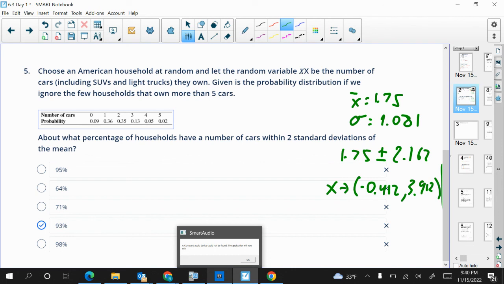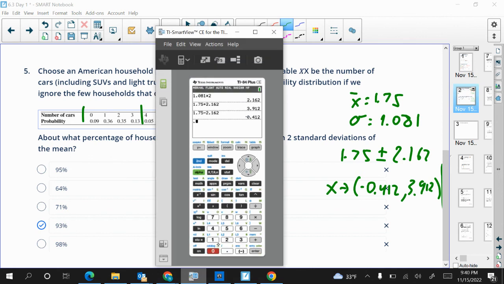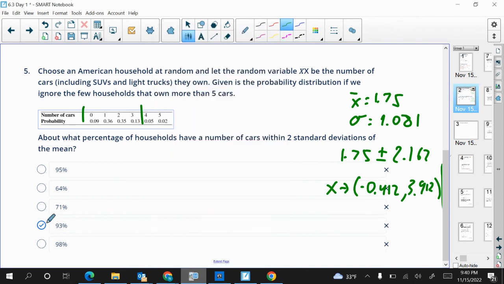So what probabilities fall in there? Well, 0 does, 1 does, 2 does, and 3 does, but I don't get up to 4. So I'm going to add up those 4 probabilities. 0.09 plus 0.36 plus 0.35 plus 0.13, 0.93. Alrighty. And that is the 6.1 quiz.